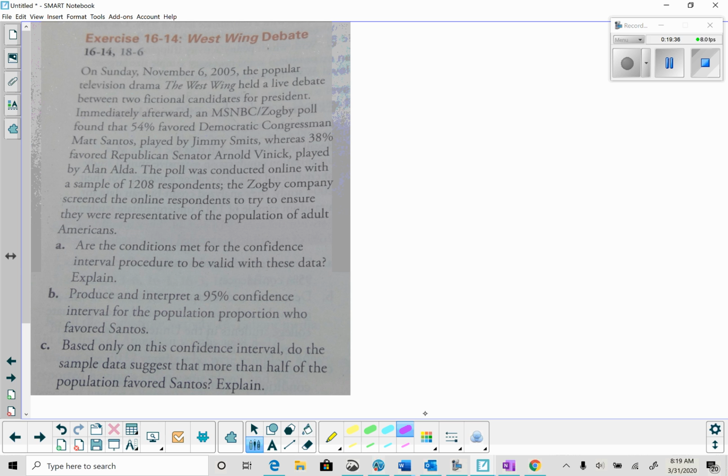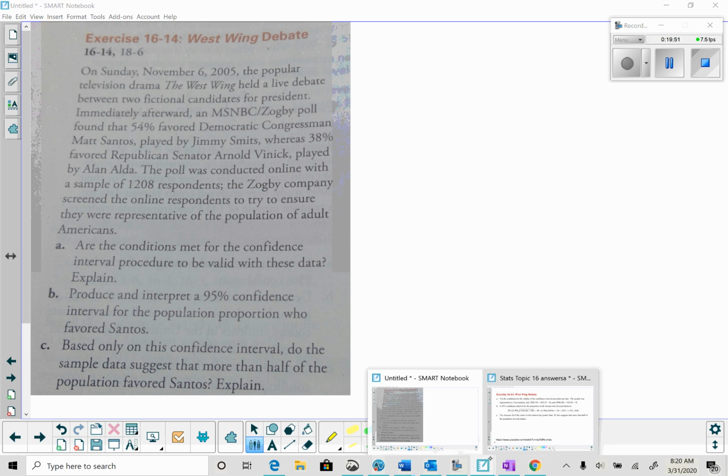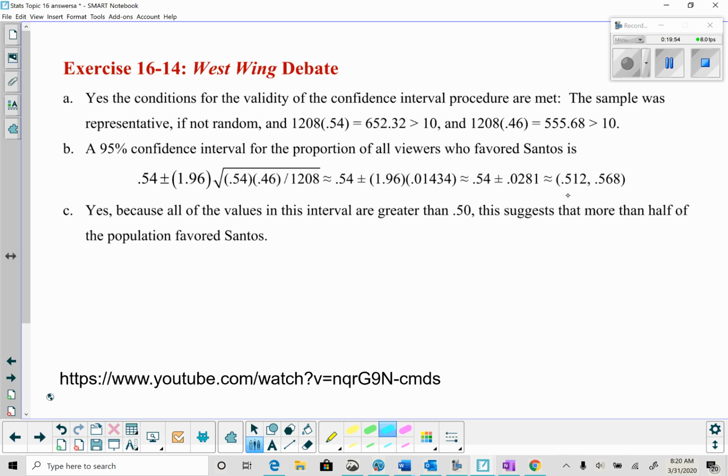For part C, based only on this confidence interval, do the sample data suggest that more than half of the population preferred Congressman Matt Santos? The answer to that would have to be yes, because again, look at this confidence interval here. 0.5 is too low to be in it. So this suggests that more than half of the population favored Santos.